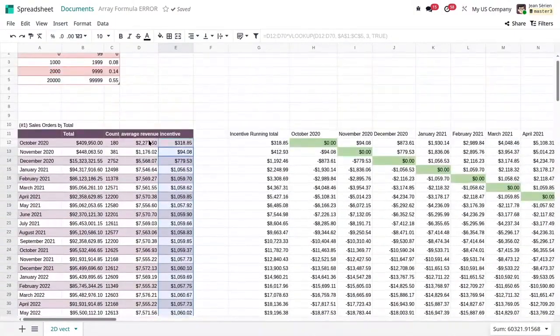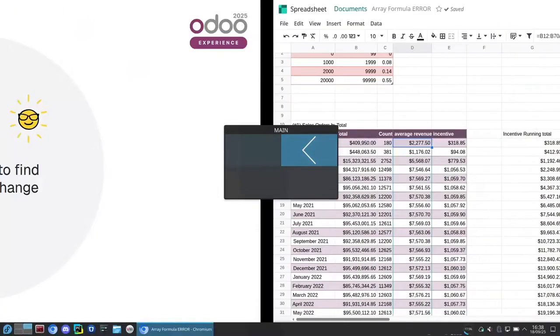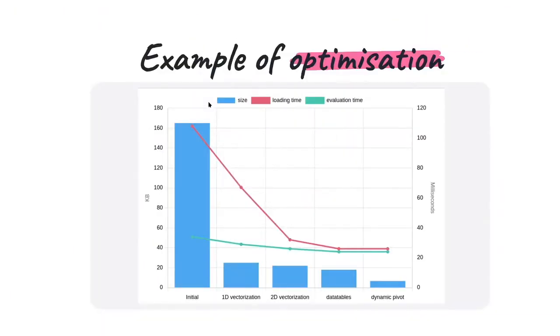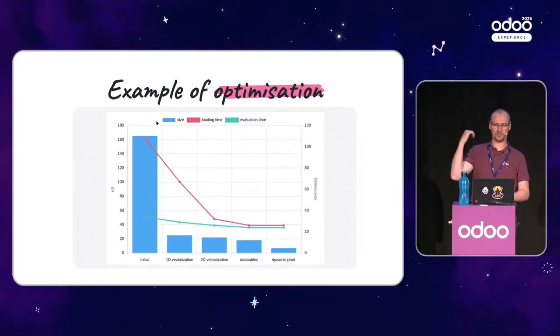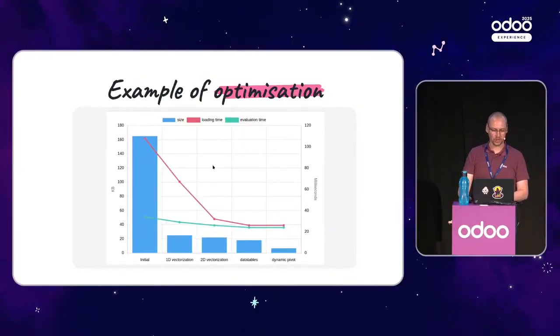Now I have turned a formula that was repeated on every line into a formula that spans, as its result, all the lines, but is only defined once. If you do that well enough, well, this is an example of optimization that I did on this specific file that you saw. The first version was the first graph here.